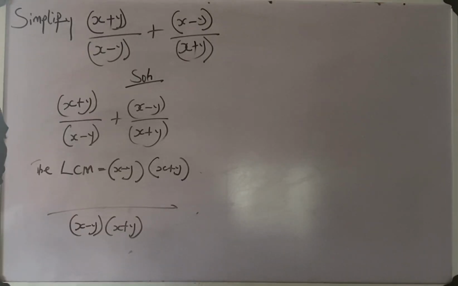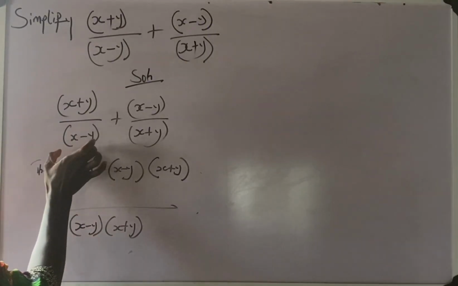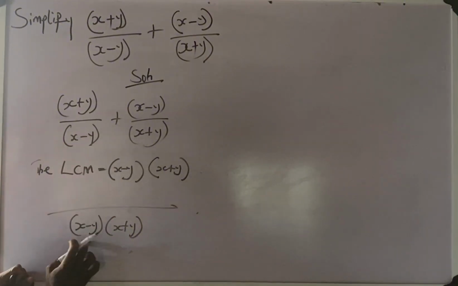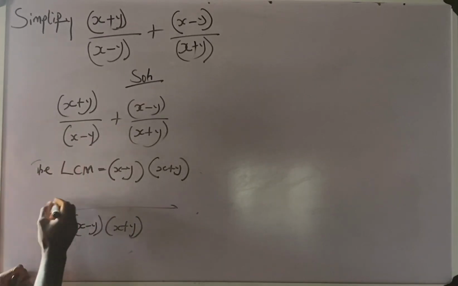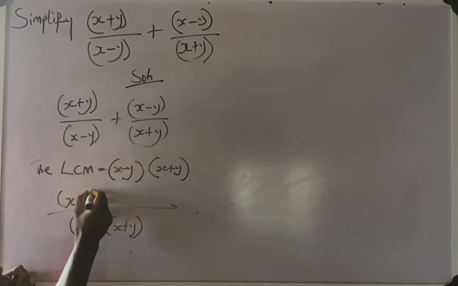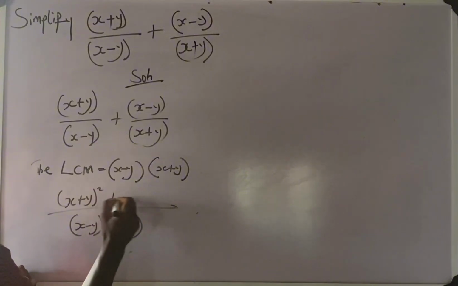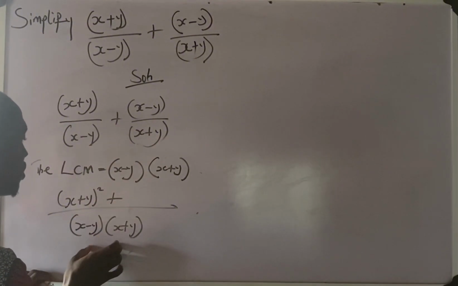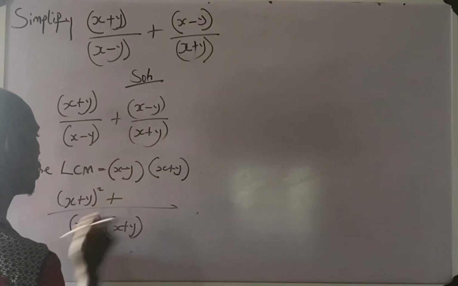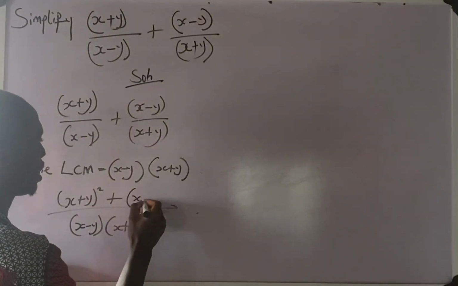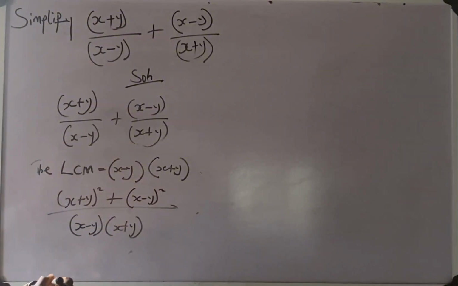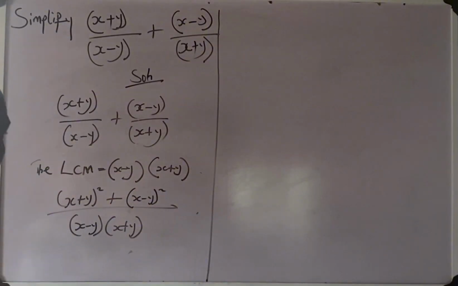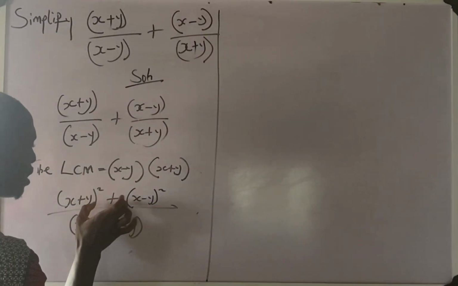So when we divide this with this, this cancels this, and we have (x + y) times (x + y), which is (x + y) squared, right? So plus, we also have x plus y. Divide this, and we have (x - y) times (x - y), which is (x - y) squared. So we go further to expand. Now expand this bracket.